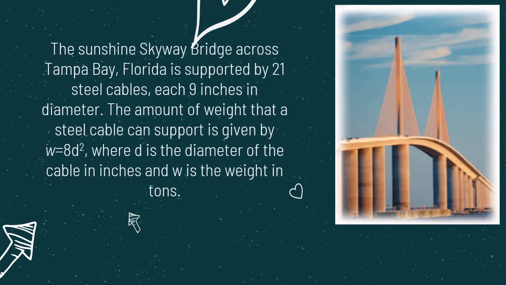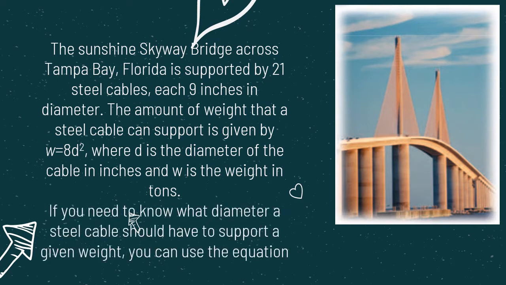So let's begin by illustrating an application of square root functions. The Sunshine Skyway Bridge across Tampa Bay, Florida, is supported by 21 steel cables, each 9 inches in diameter. The amount of weight that a steel cable can support is given by the equation W equals A D squared, where D is the diameter of the cable in inches and W is the weight in tons.